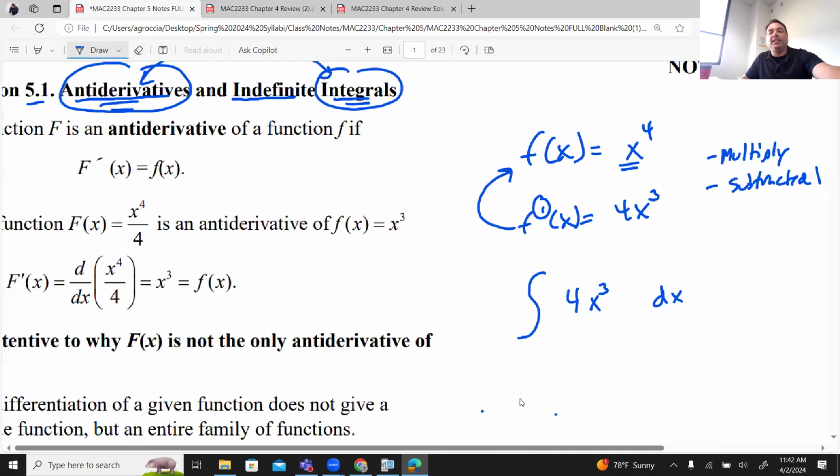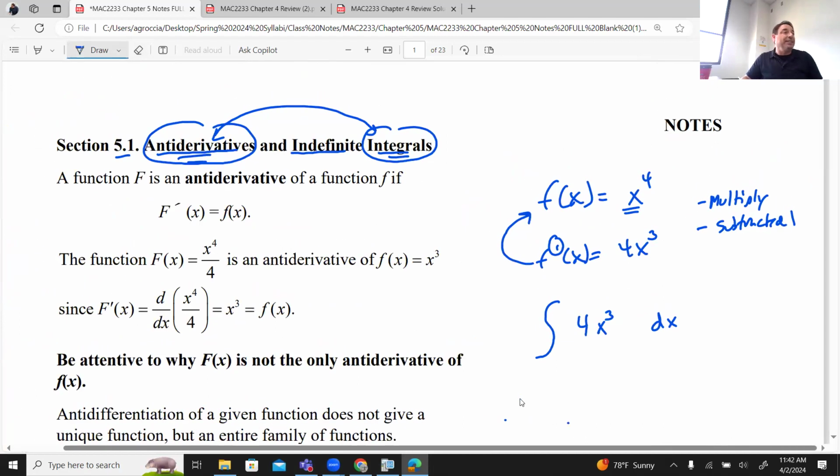Now, the antiderivative is the opposite, right? So what's the opposite of multiply? Divide. And what's the opposite of subtract 1? Add 1. And we're even going to do the opposite order. We multiplied first, so we're going to divide second. We subtracted 1 second, so we're going to add 1 first. The opposite of multiplying is dividing, and the opposite of subtracting 1 is adding 1. Hopefully that makes sense.